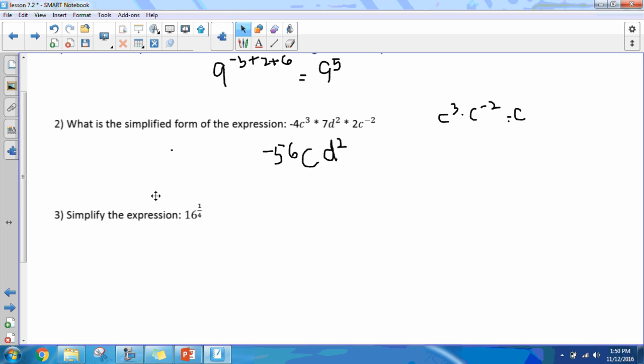Here we are going to try simplifying 16 to the 1/4 power. Well, let's think about this. Since our denominator is 4 in that fraction, we need to think what number multiplied by itself 4 times will equal 16. And if you think about your numbers, you should get 2, because 2 times 2 times 2 times 2 will equal 16.